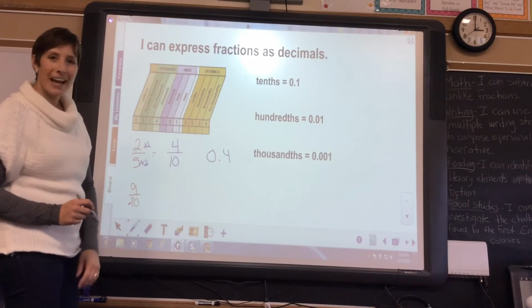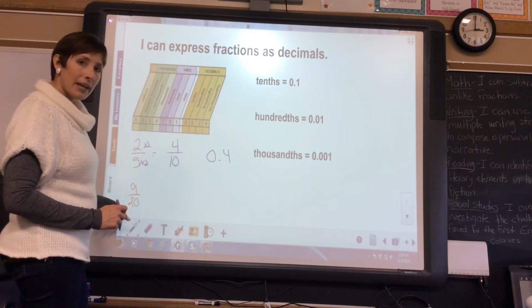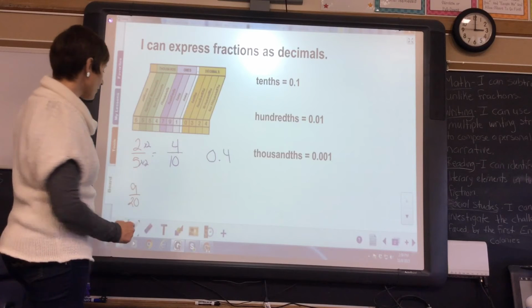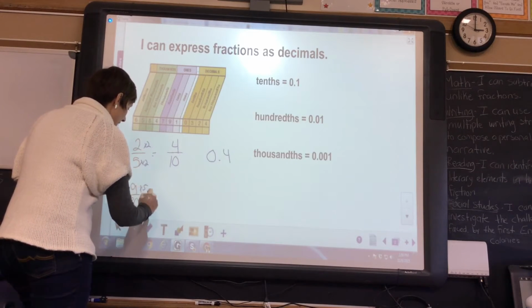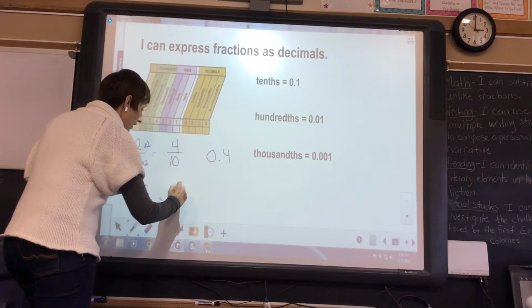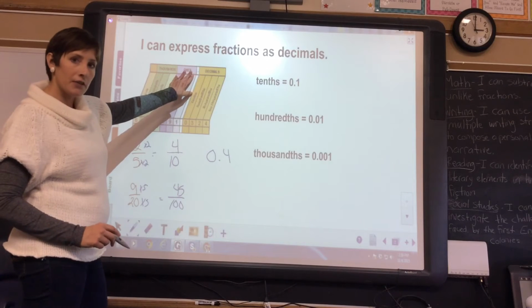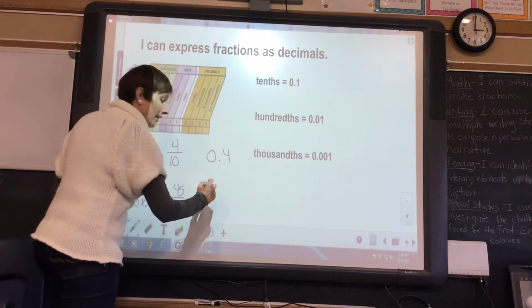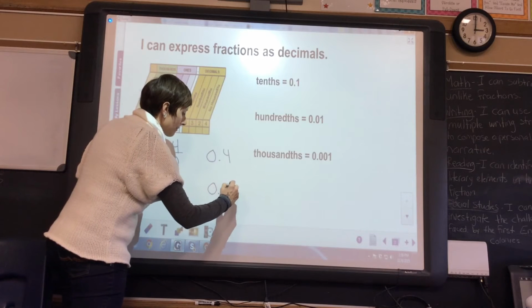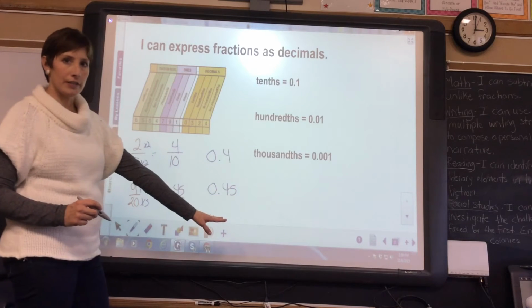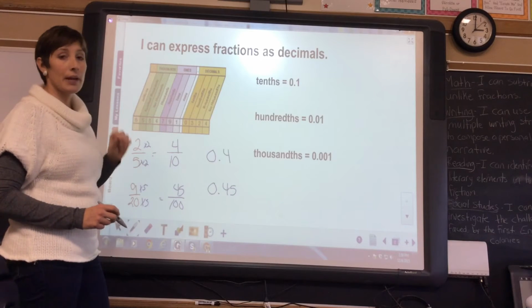Let's try another one. We have 9/20ths. We can't turn this into a 10, but we can find an equivalent fraction with a denominator of 100. And we know if we do 5 times 20 and 5 times 9, we can go ahead and come up with 45 hundredths. Now think of your place value chart where the hundredths are. You want that last digit to end in the hundredths place. So this would become 0.45. And that's how we turn a fraction into a decimal.